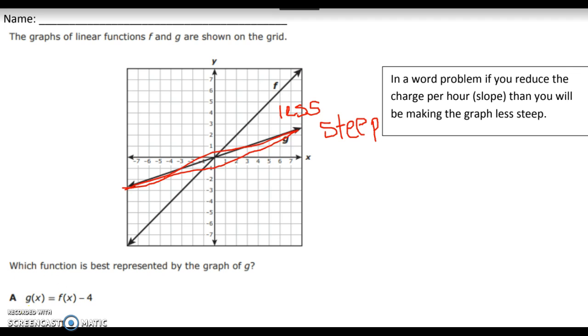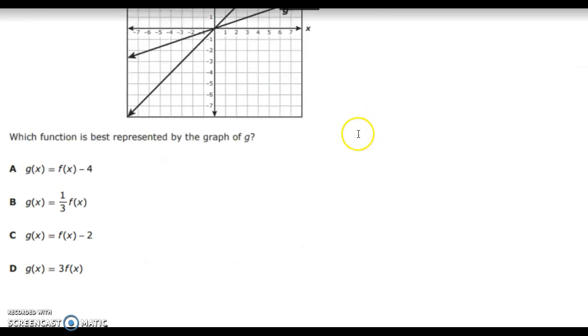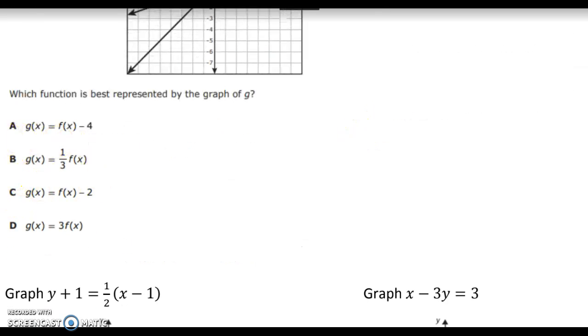So when I'm looking at the answer choices, the only one that's affecting the slope would be the number in front of f of x, which was 1/3. Because if it was a 3, then it would be steeper.